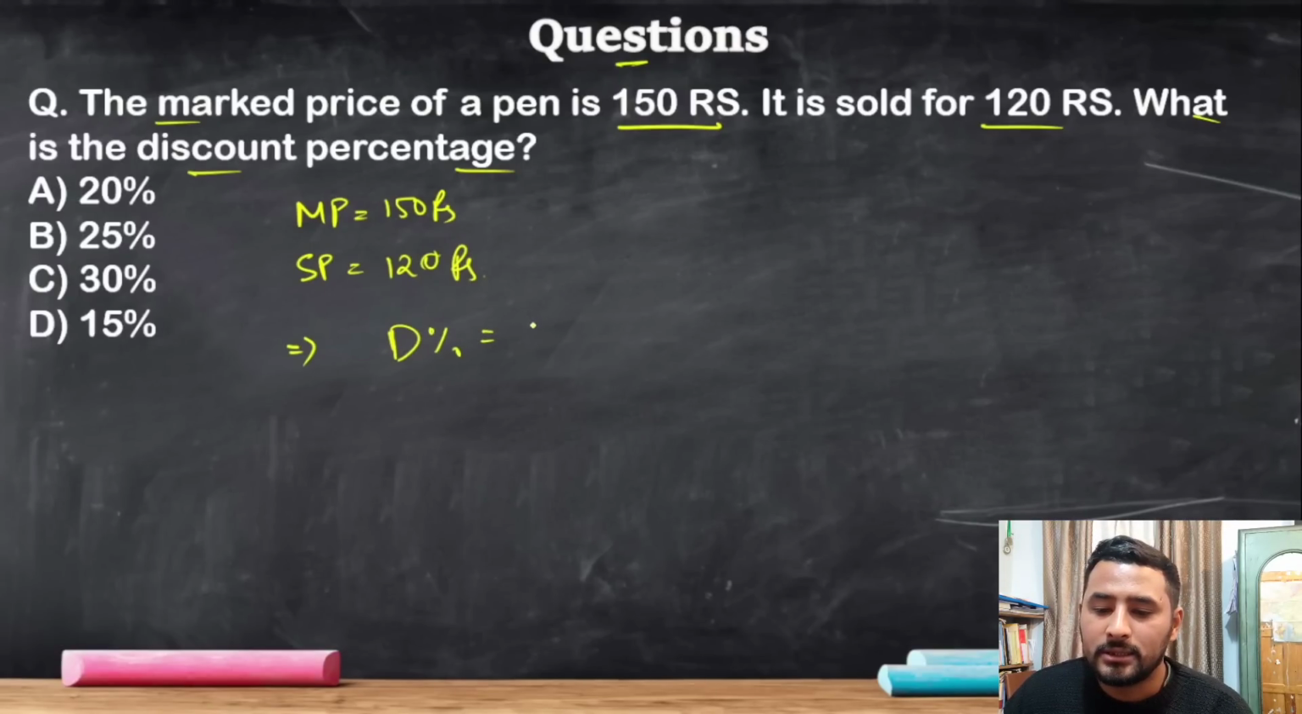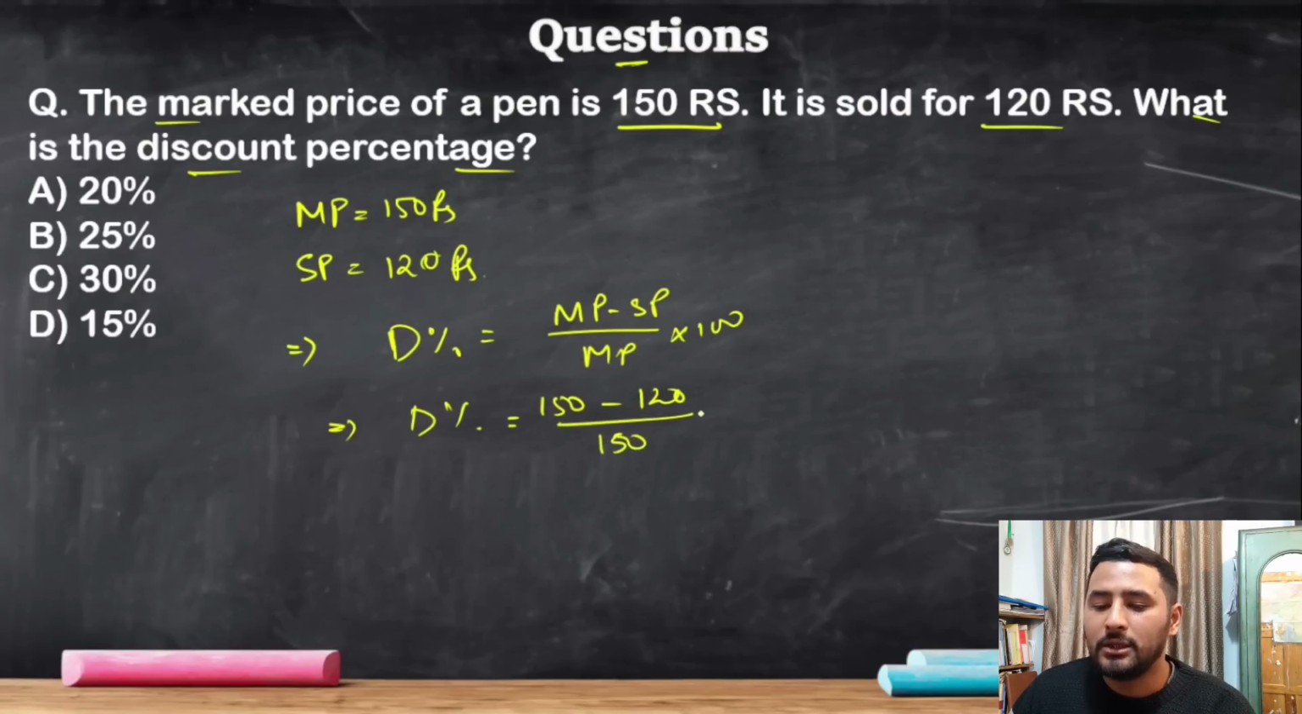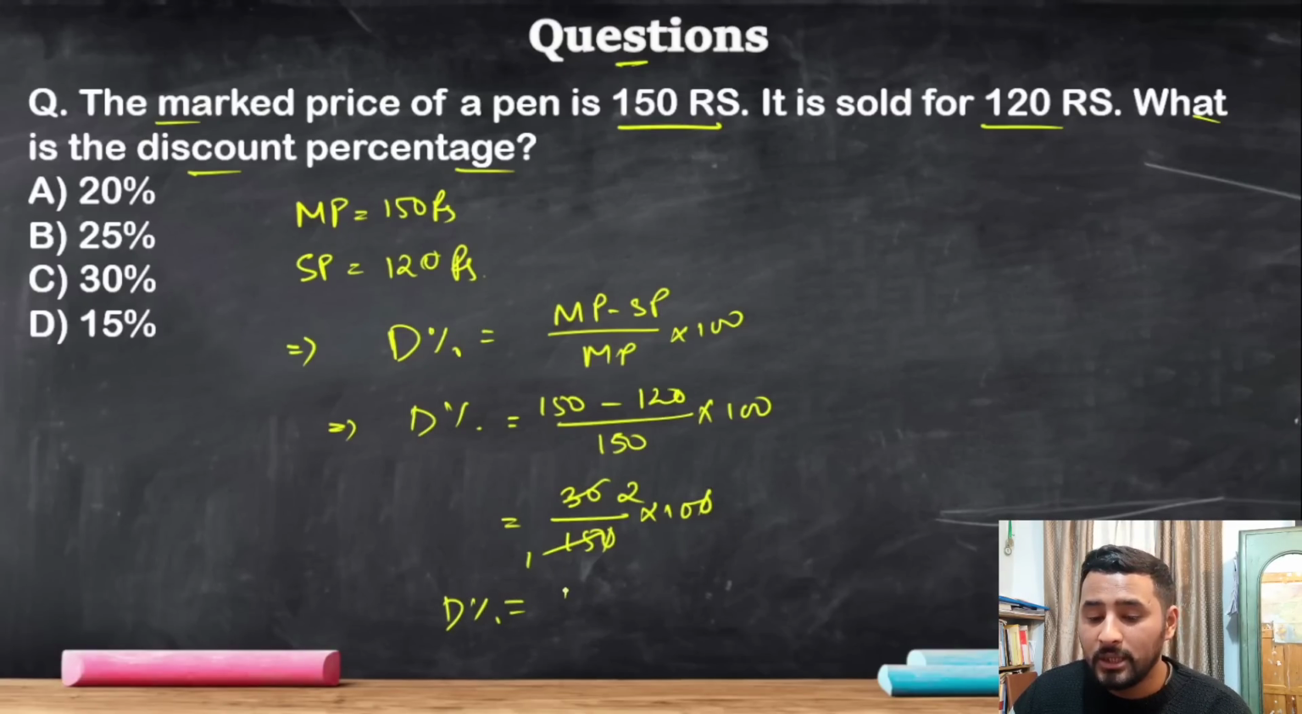You can use MP minus SP by MP into 100. So discount percent will be how much? MP is 150 minus SP is 120 by 150 into 100. Just solve this. 150 minus 120 will be 30 by 150 into 100. You can cancel the 0. Then 15 1s are 15, 15 2s are 30, multiply 2 into 10 will be 20%. So discount percent will be 20%.